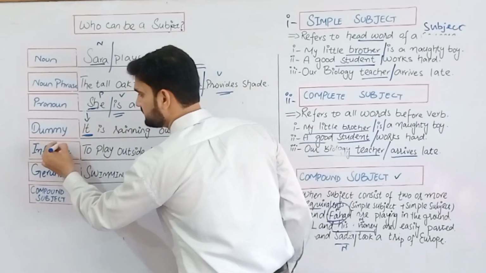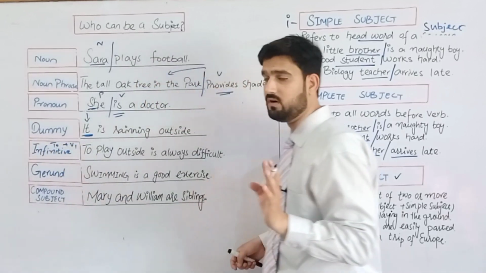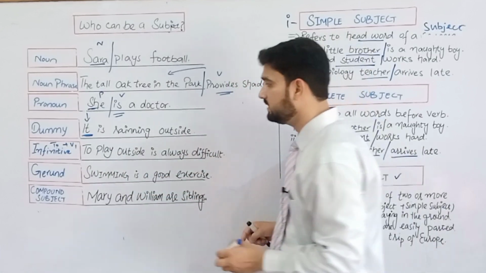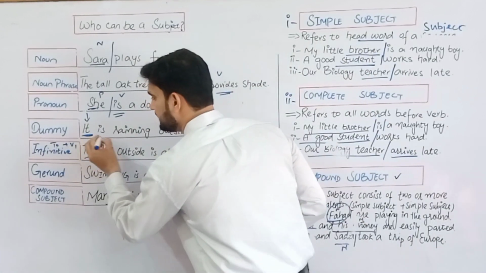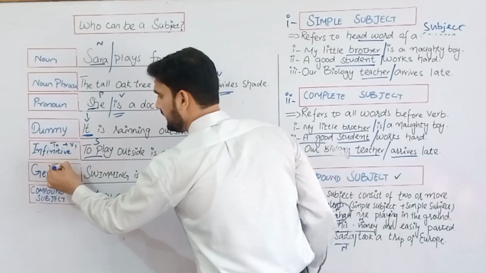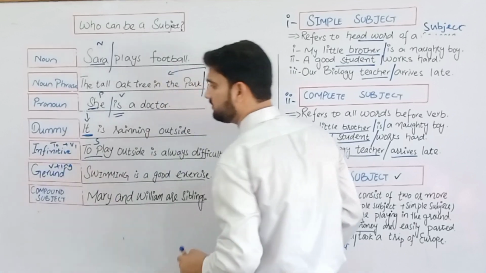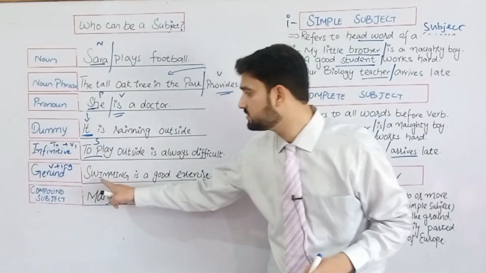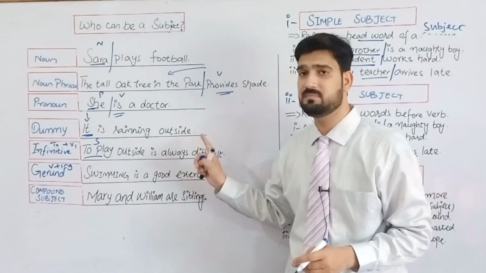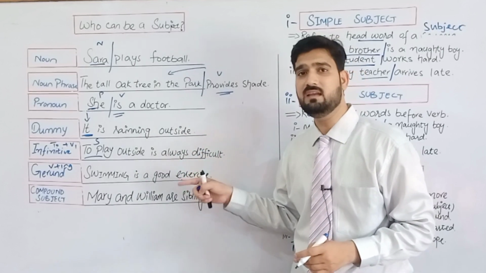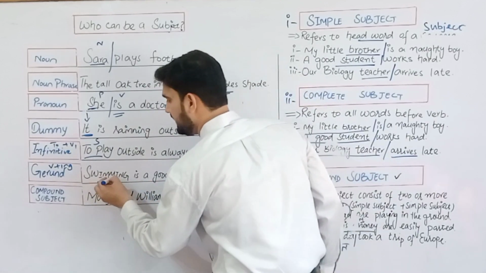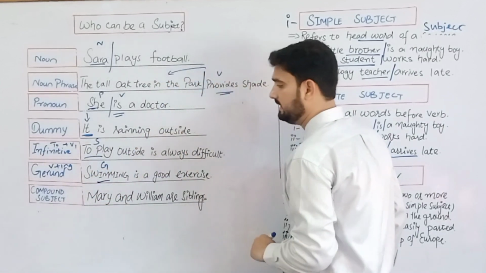What is an infinitive? Infinitive means to plus the first form of the verb, as you already know. To play outside is always difficult. So here, to play works as a subject. What is a gerund? When you have a verb plus ing, it works as a noun. Swim plus ing is swimming, play plus ing is playing, smoke plus ing is smoking. Swimming is a good exercise. Here the gerund works as a subject.